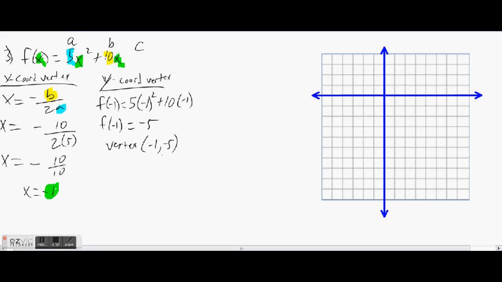Alright, so my y value is very low. This graph is opening up. So I know this -5 is the lowest point I can go.